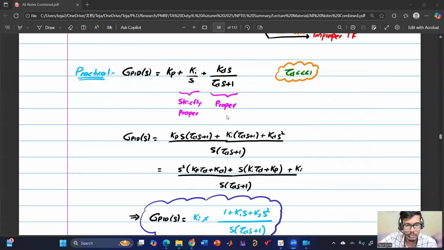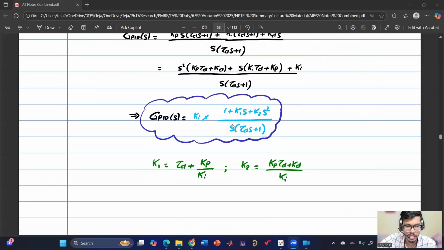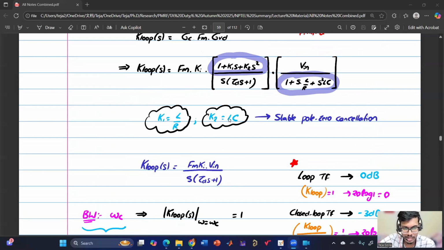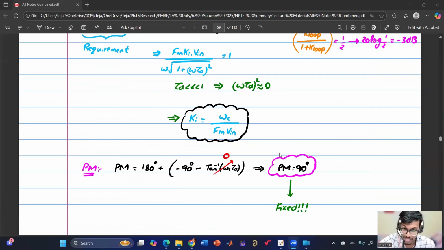In the case of the practical PID controller, we'll consider a very small tau d, so that tau d s plus 1 can be approximated as 1 because tau d is very, very small. And now this is a proper transfer function and it can be implemented. So we have seen how, if you do pole zero cancellation, to get the K1 and K2 gains. And we have seen the phase margin is always 90 degrees.